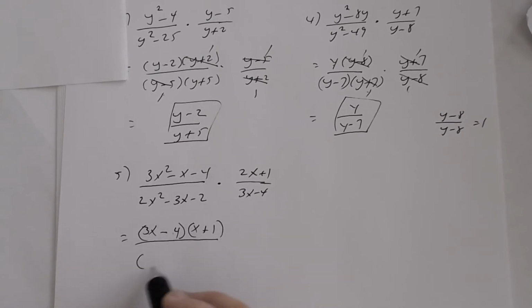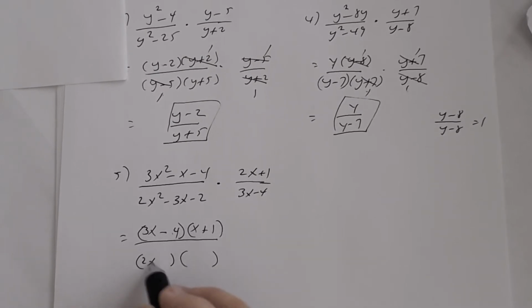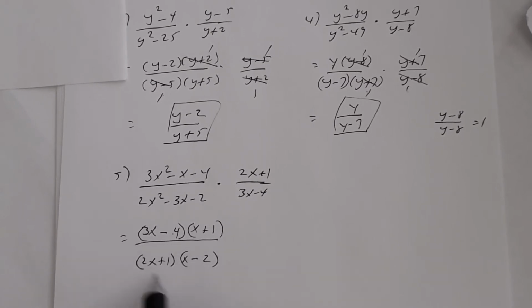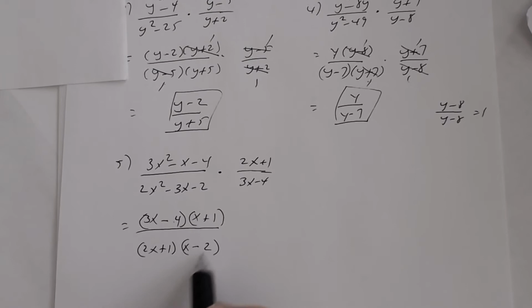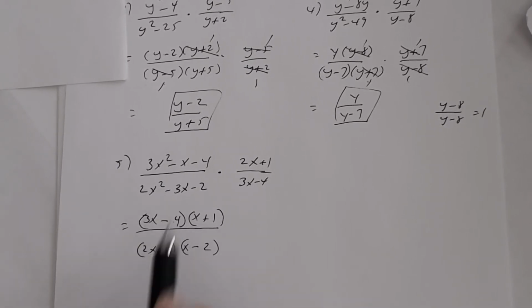Okay, the denominator, let's see what we get. We get 2x, x, 2 and 1. And let's see, the last sign's negative. These signs are different. And it looks like this 2 will be negative and this will be positive. Now let's check. The outer is a negative 4x. The inner is a positive 1x. When I add them up, I get negative 3x.